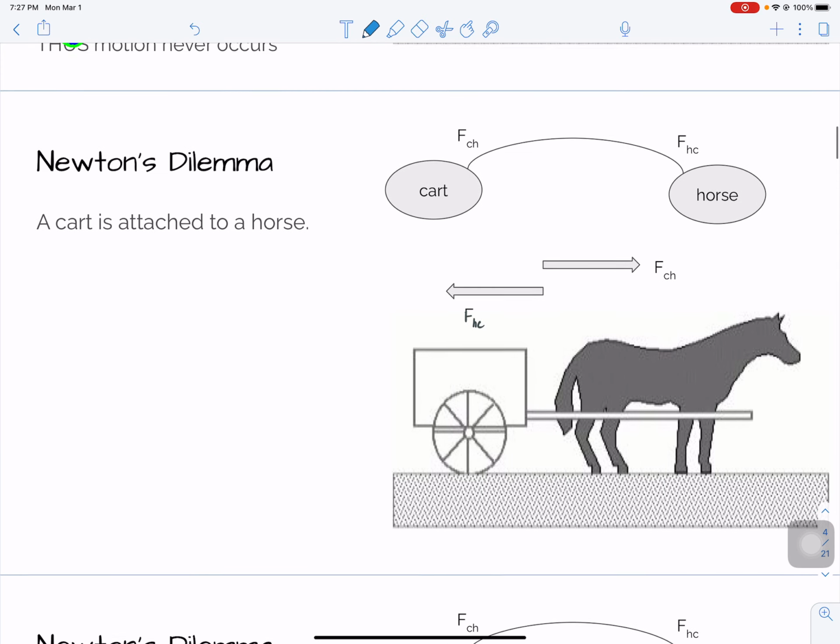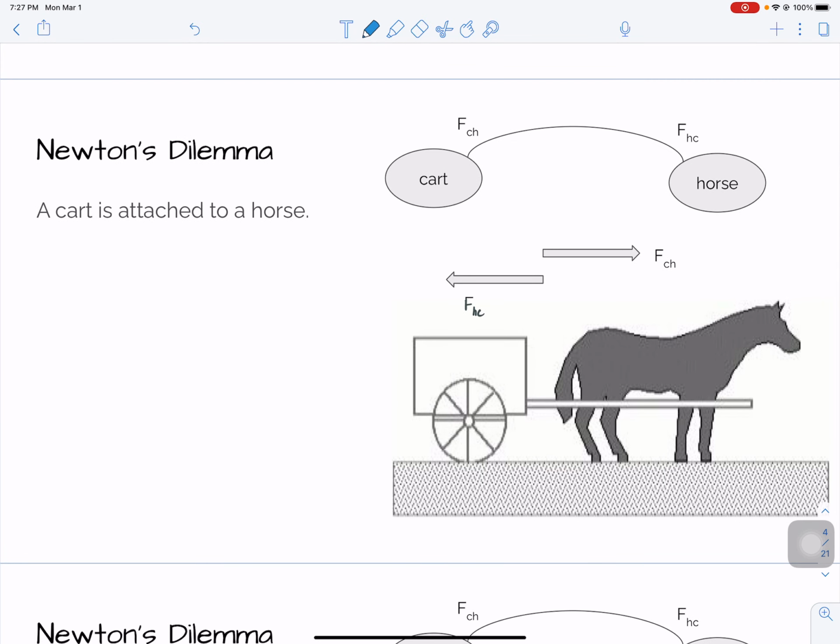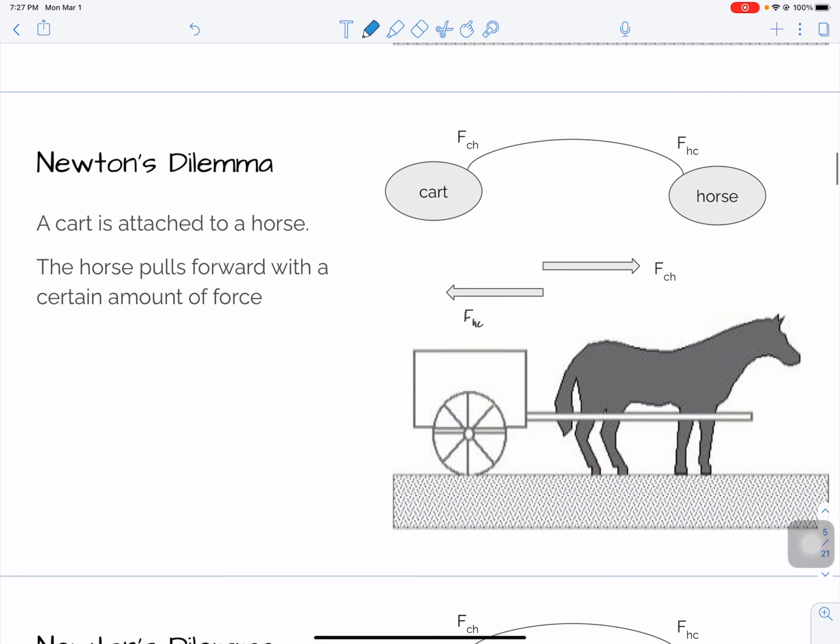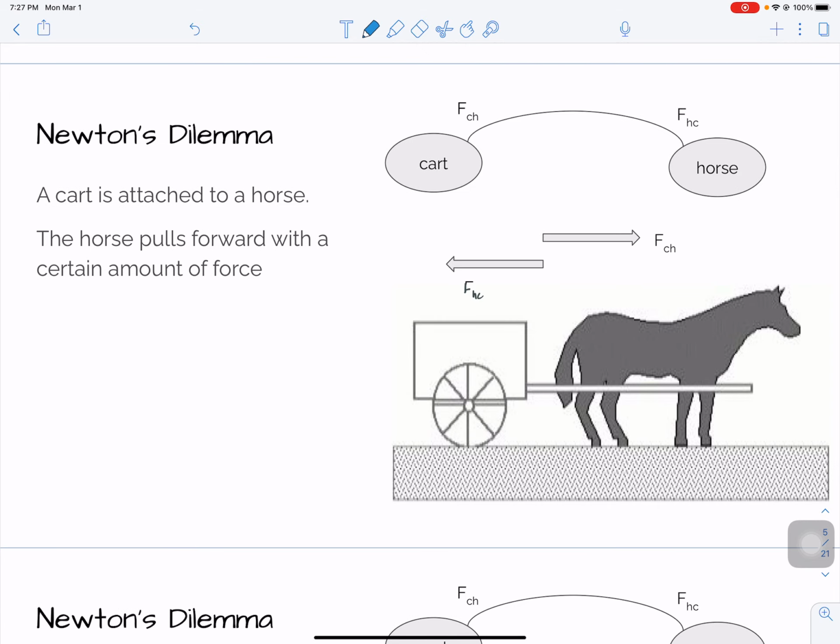We're going to look at one statement at a time. So a cart is attached to a horse. That's where the problem starts. That has to be true, because without the cart being attached to the horse, then we've got nothing. Second statement: the horse pulls forward with a certain amount of force. That's how the cart gets in motion. So again, this statement must be true.